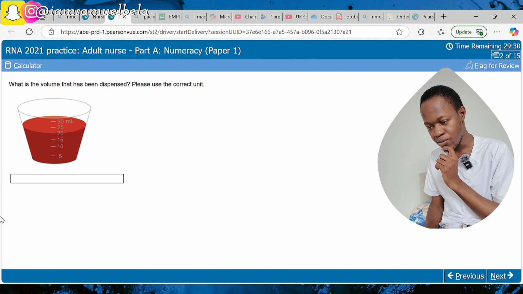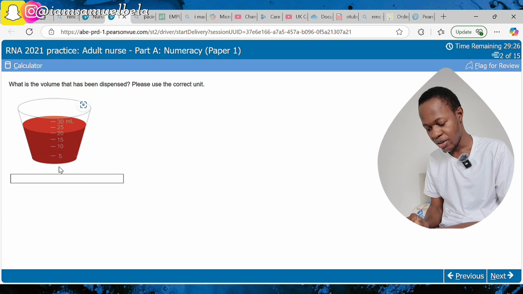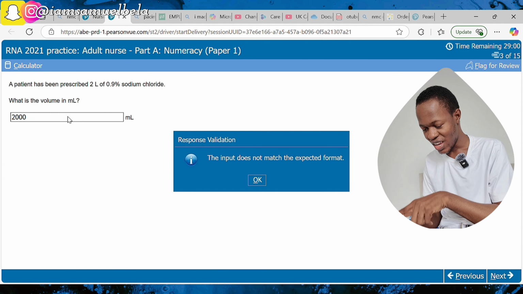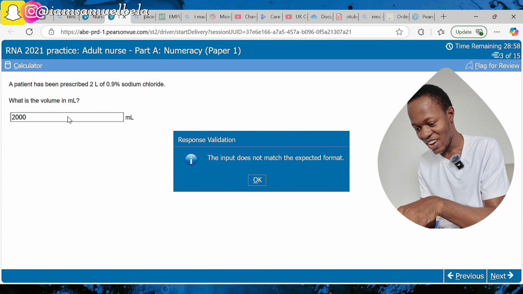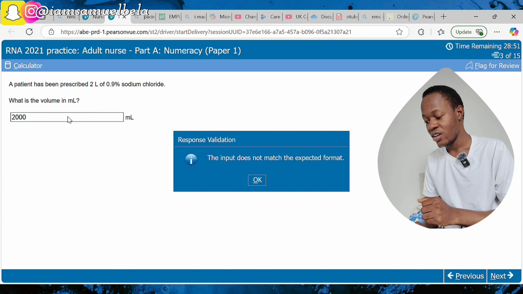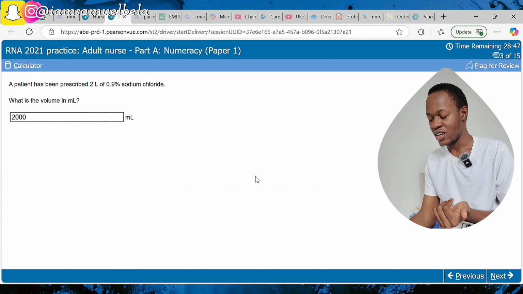What is the volume that has been dispensed? Please use the correct unit. 20 ml. A patient has been prescribed 2 liters of 0.9 sodium chloride. What is the volume in milliliters? That is 2000. Oh, I just made a mistake. All I had to do was put 2000 and not put the ml because it's already there in the answer box. Thankfully, it did not allow us to put that in. If not, the answer would have been wrong.